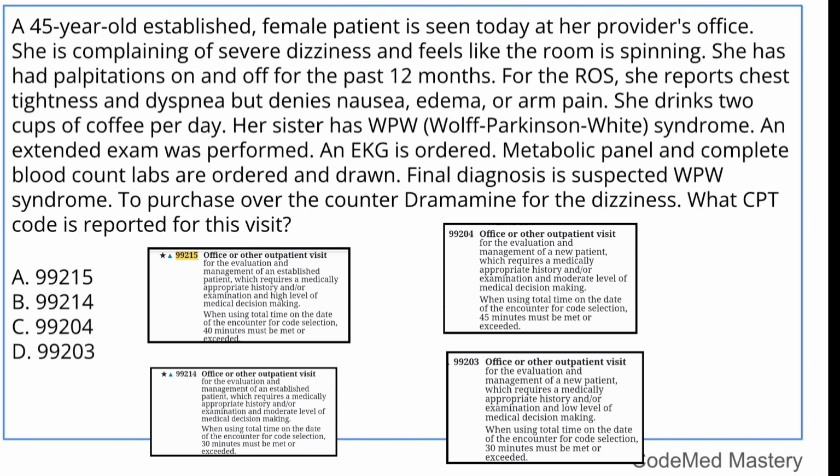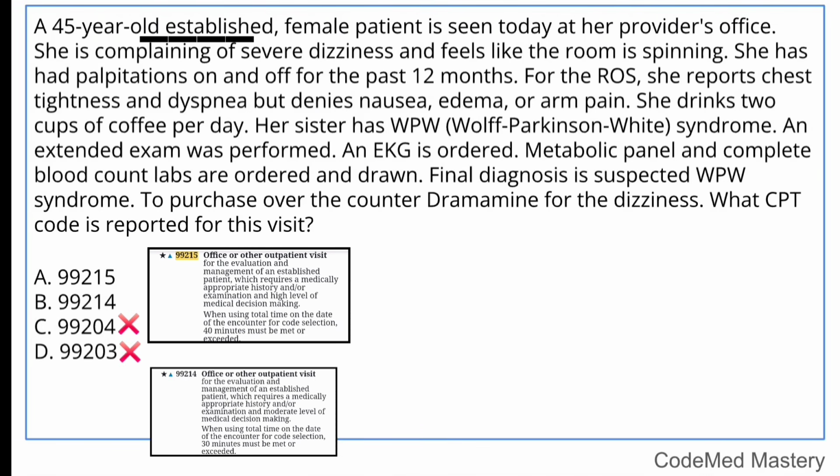Now let us check the question. They have given a 45-year-old established patient. By this, we'll eliminate the codes which are for a new patient, that is 99204 and 99203. So options C and D are eliminated. Now we are left with option A and option B, 99215 and 99214.